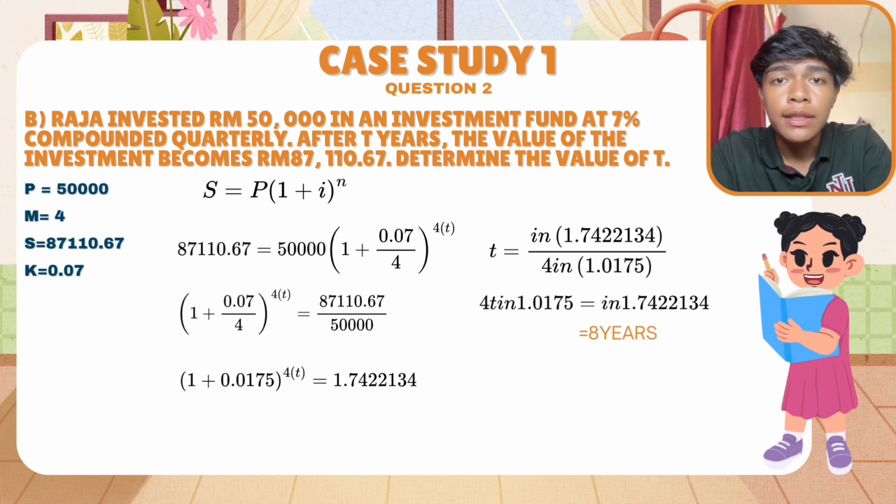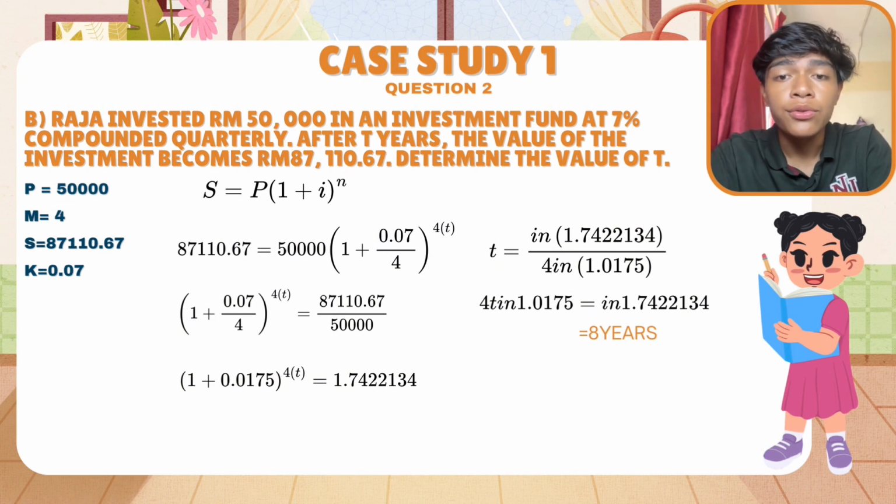Let's go through case study 1, question 2. Step 1, we have to identify what we know. From the question, we have P equal to 50,000, S equal to 87,110.6, k equal to 0.07, m equal to 4. Step 2, we have to use the compound interest formula. And step 3, we have to simplify the question.